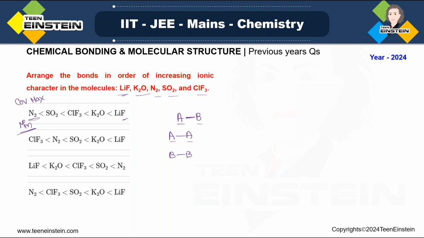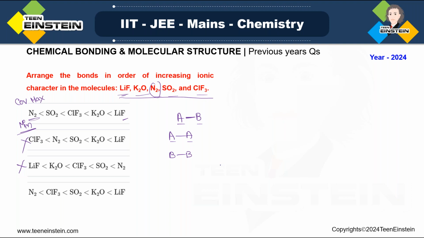But when the electronegativity difference is very high, the chance is that the ionic character will also be very high. Now here, among these 5 molecules, nitrogen is the only molecule where both atoms are the same. So obviously there will be the least ionic character. So you can place nitrogen at the last position. And if you do so, these two options are already cancelled. Now you are stuck between the first option and the second option.